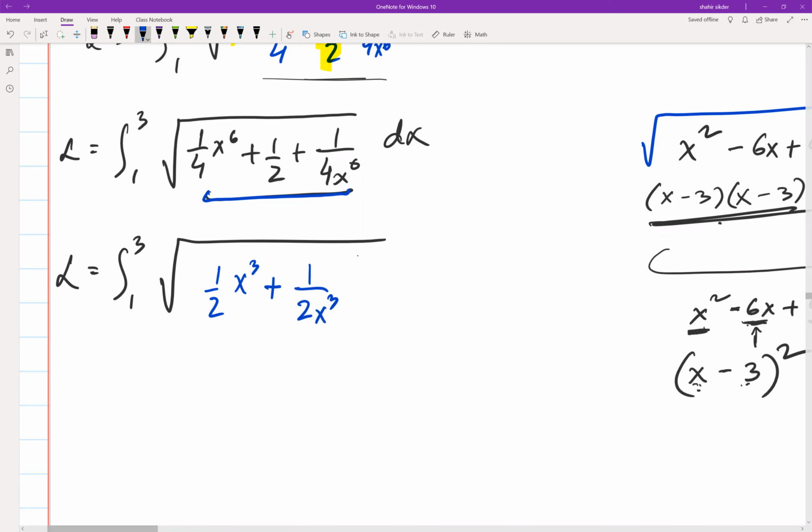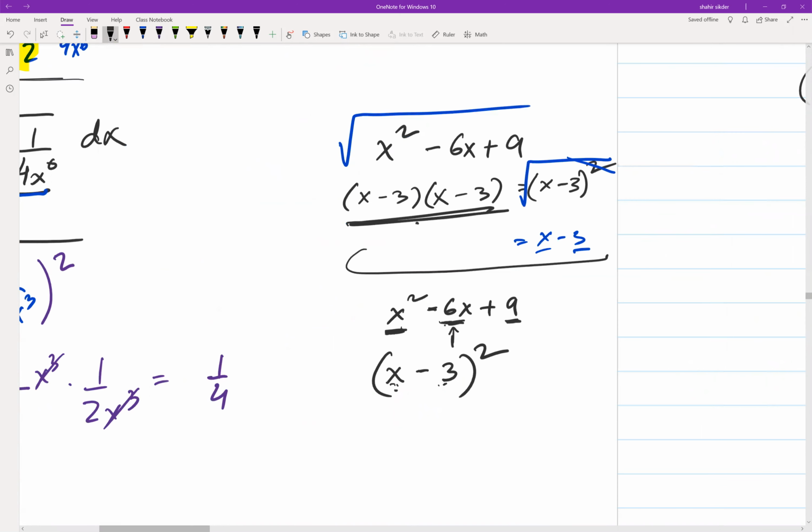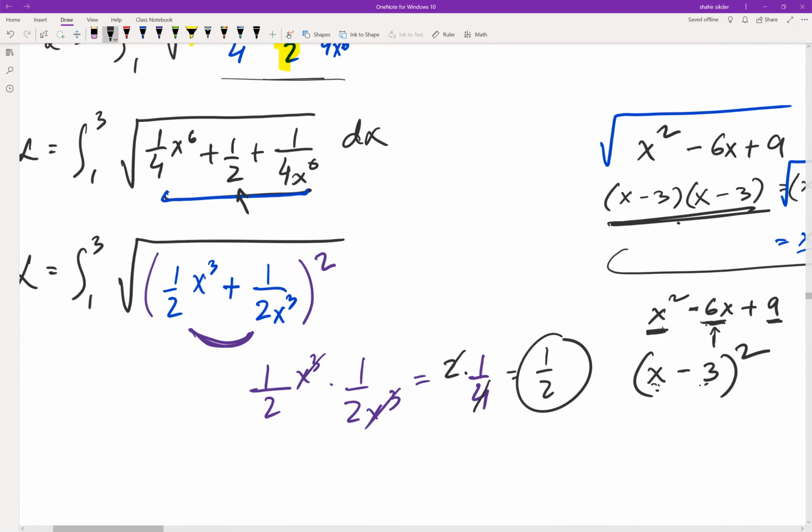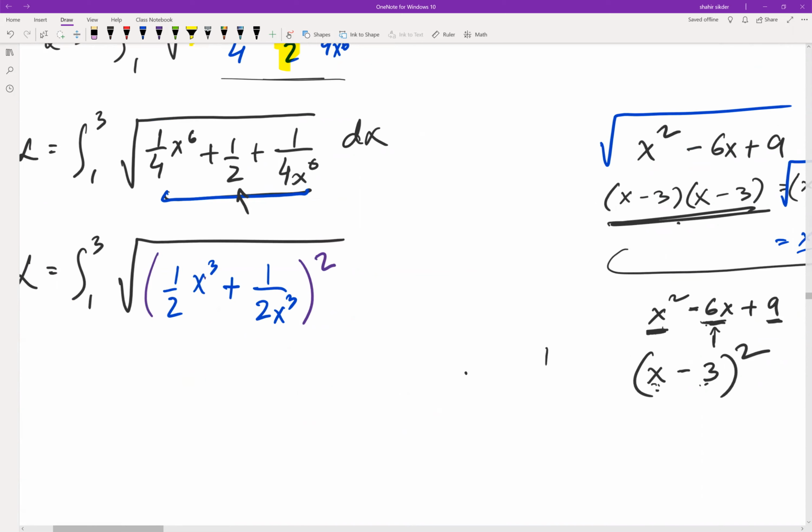If I take the product of these two, that would be 1/4 x cubed, or I'll write it out in steps: 1/2 x cubed times 1/2 x cubed, they cancel, so I get 1/4. But remember, we always have to take the double because of that formula that has a 2 in there. So if I take double of that, I get 1/2. And check, I have 1/2 in there. So yes, bingo. Now this actually factors out.